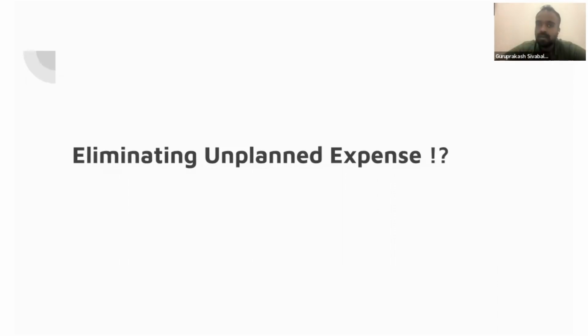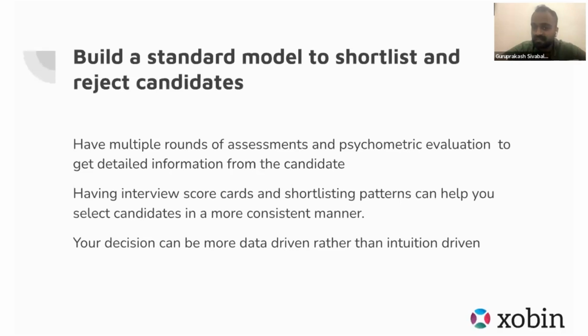Try to have as standardized a model as possible to shortlist and reject candidates. Start measuring and scoring every single aspect and try to conduct as much assessment as possible. There are primary skills, secondary skills, and psychometric traits. Conduct 3 rounds of powerful assessments that could evaluate every single one of these.